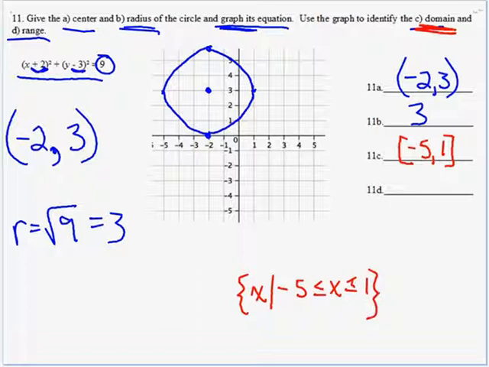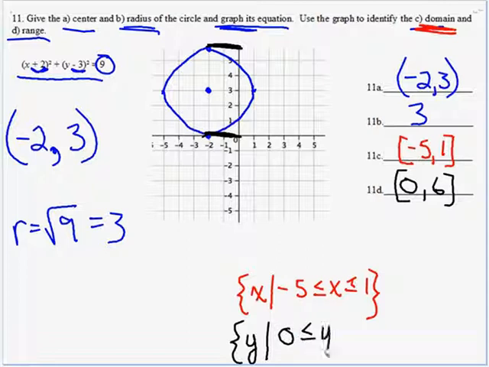And the range is the y-axis. So here the top of the circle lines up with 6 on the y-axis, and the bottom of the circle lines up with 0. So it looks like we're going from 0 to 6 in brackets, or in set builder, the set of all y such that 0 is less than or equal to y is less than or equal to 6.